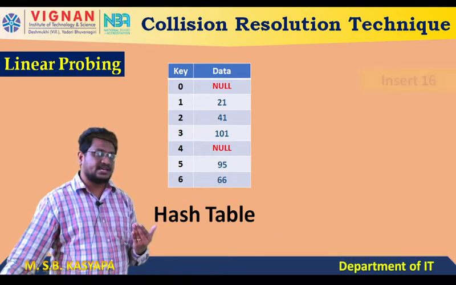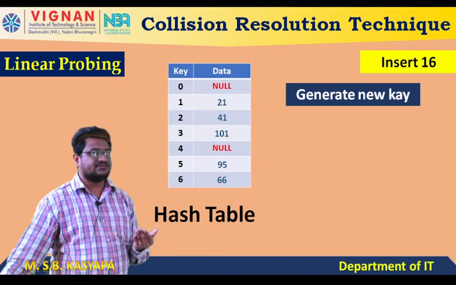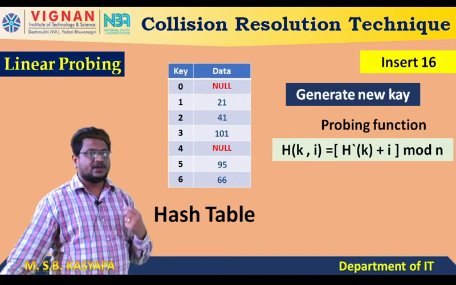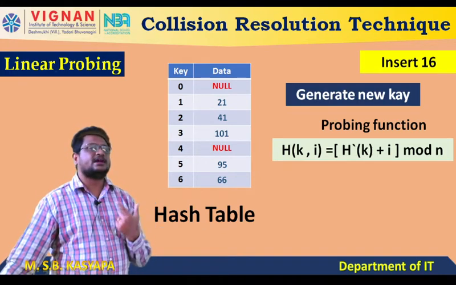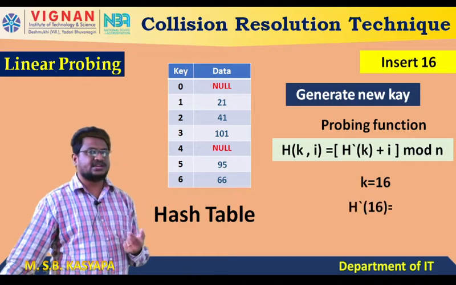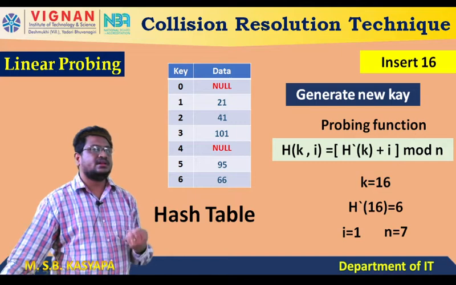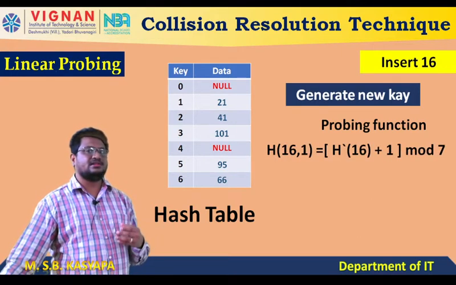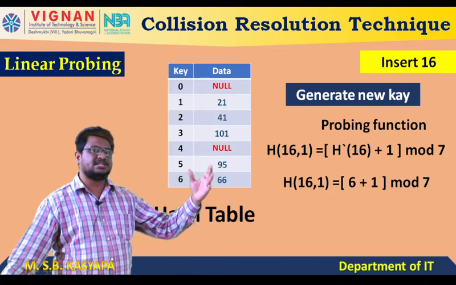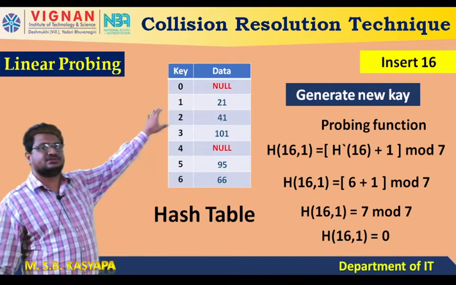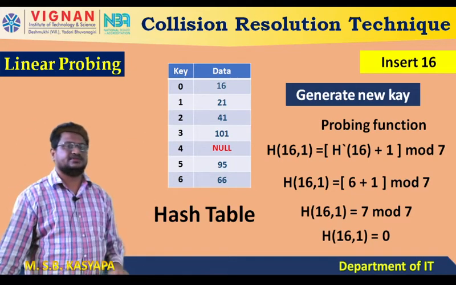If I generate a key, I need a generation function, the linear probing function, that is h(k, i) equals (h'(k) plus i) modulo n. Now, let us see the values. My k value is 16, h'(k) equals 16 mod 10, which is 6. Initially my probing value is i equals 1. Now, n, the size of the hash table, is 7. If I apply these values, h'(16) means 6 plus 1, 7 modulo 7, which is 0. So, I can store 16 at the 0th address field.